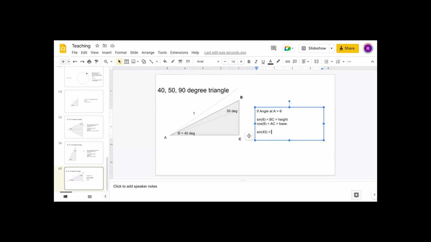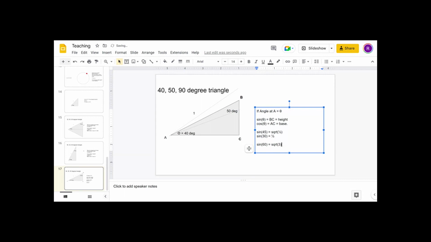Square root of 1 by 2, sir. Exactly, it is square root of 1 by 2. What is sine of 30 degrees? 1 by 2, sir. Yeah. What is sine of 60 degrees? Square root of 3 by 2. Exactly.